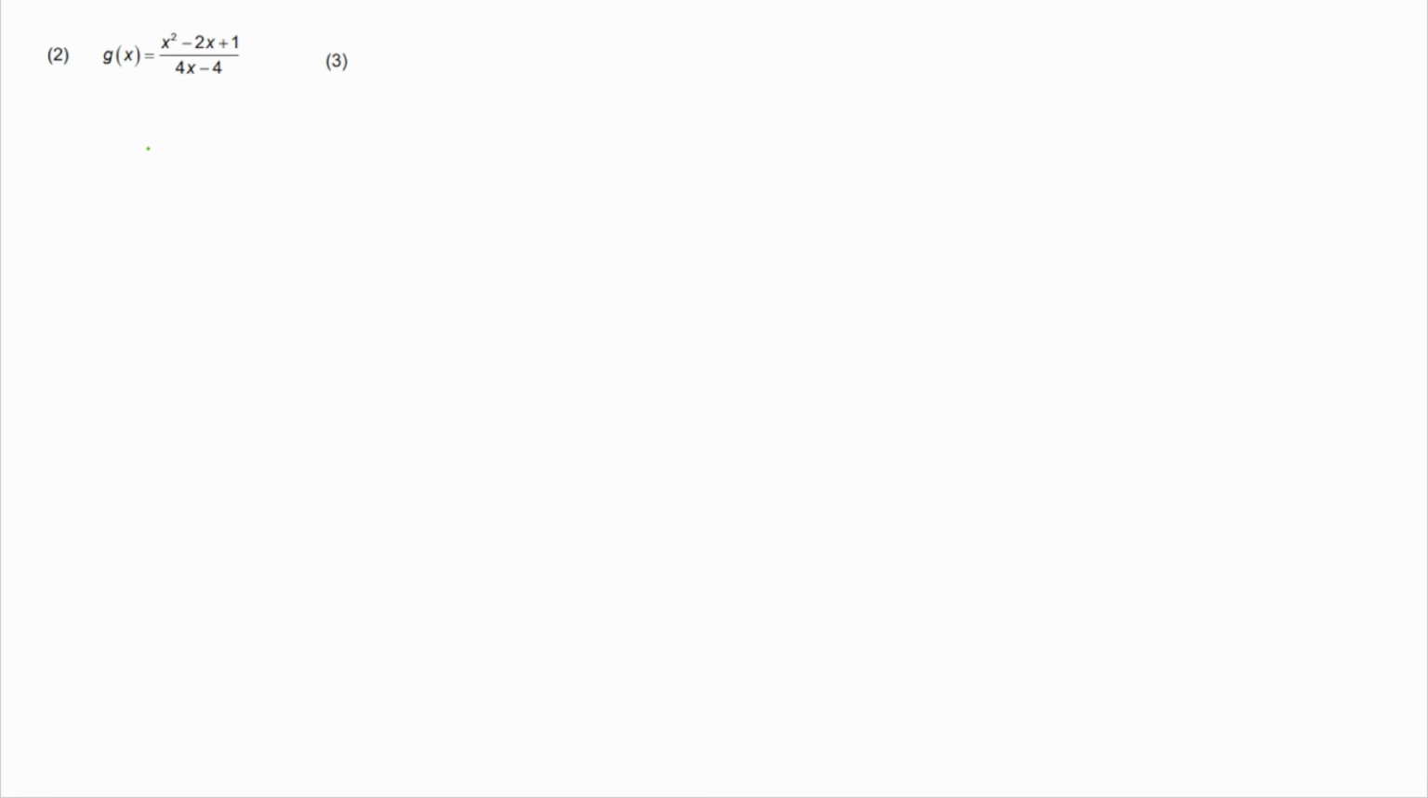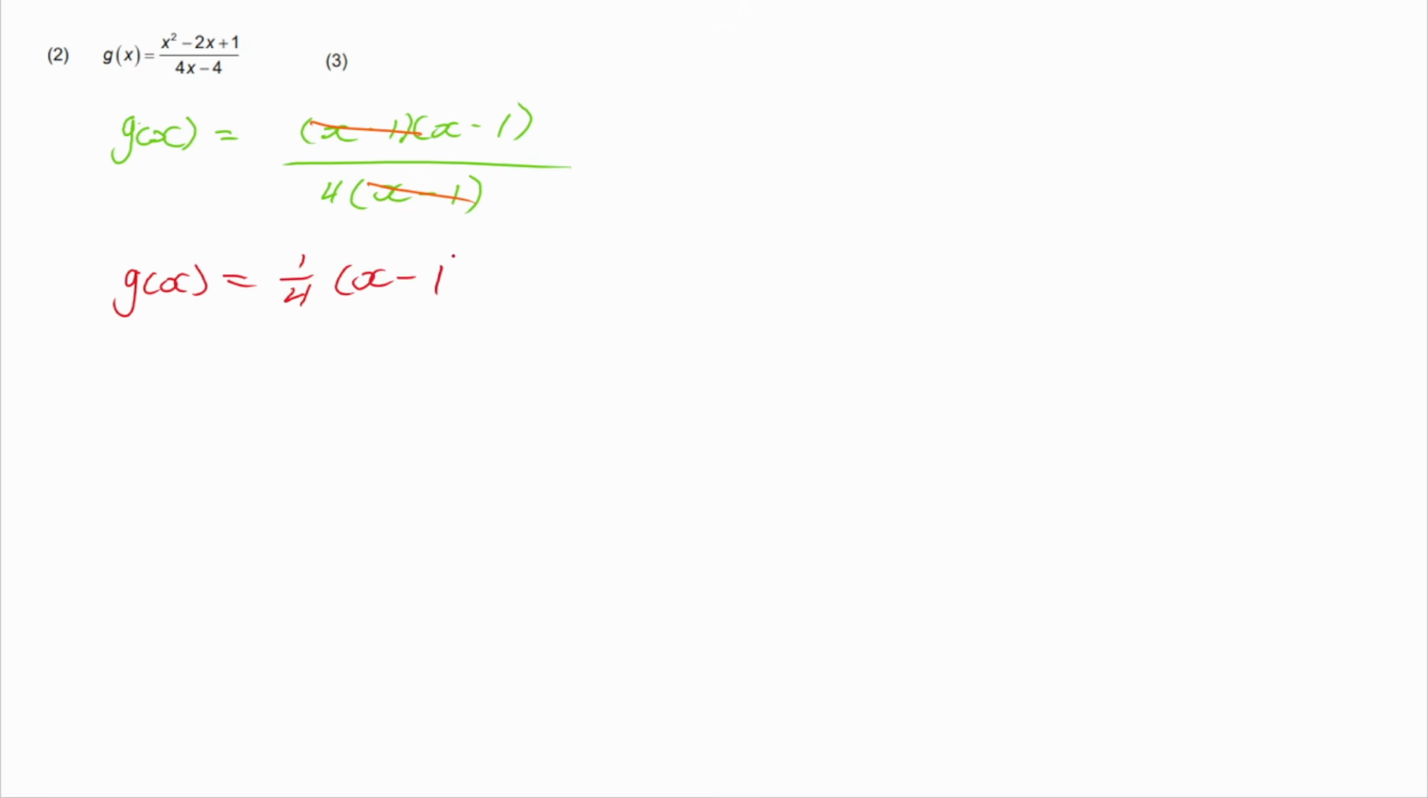So let's factorize the top. Let's do that. Let's factorize the top. Okay, so g of x is equal to, so what we get at the top is x minus 1, x minus 1. Okay, you can also write that x minus 1 squared. At the bottom, if we factorize that, x minus 1, like that. So what's going to happen is these are going to cancel. So what we're left with is g of x is equal to 1 over 4 times x minus 1. Okay, so I hope you see how I did that step.